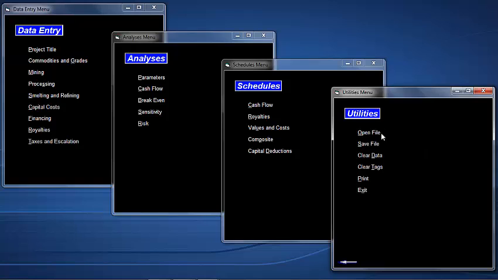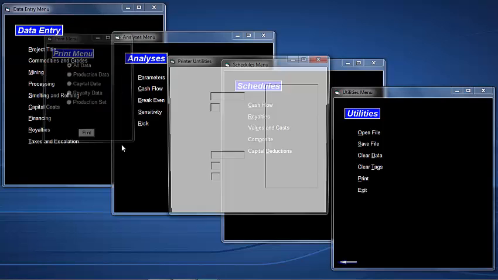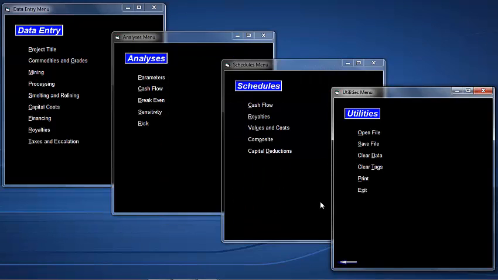And that's about it. You can, of course, save things to files, open file, or, of course, draw back projects you've entered previously. There are several print options available. You can print different reports. And, of course, you can print to a file as well, which can be then drawn into a spreadsheet. And so that's a quick demonstration of Apex for Windows, our economic evaluation package.